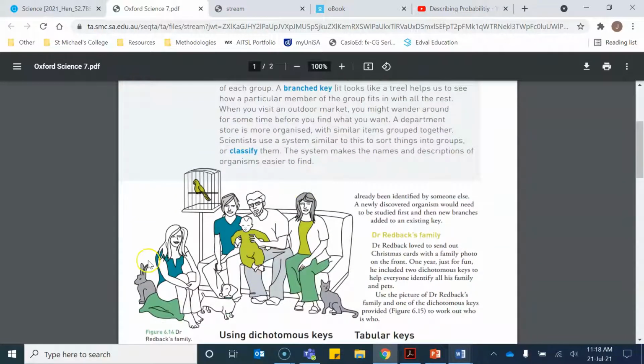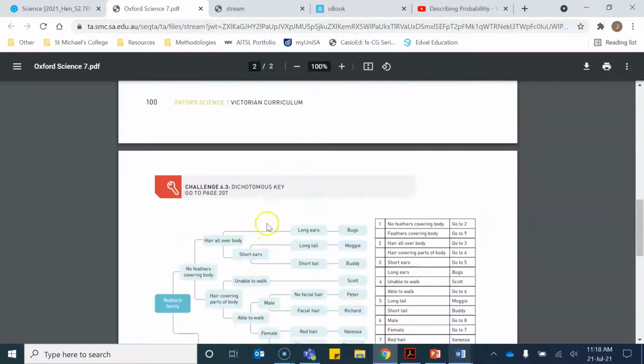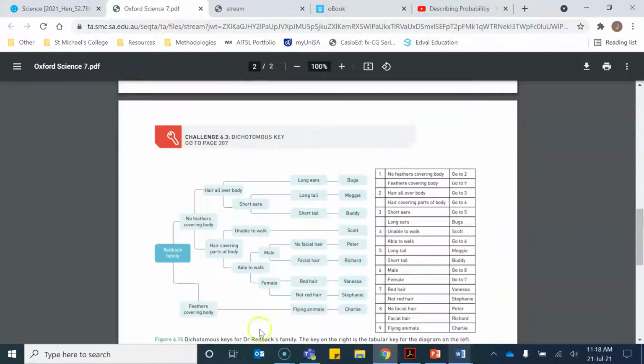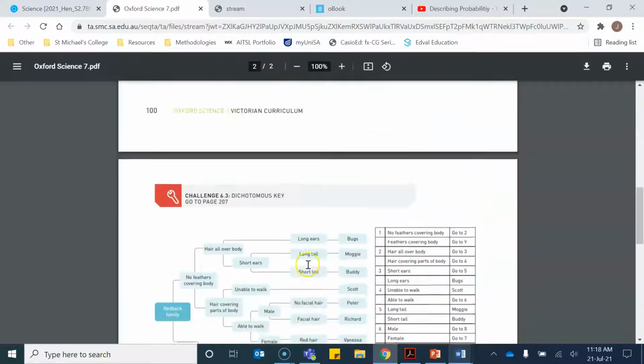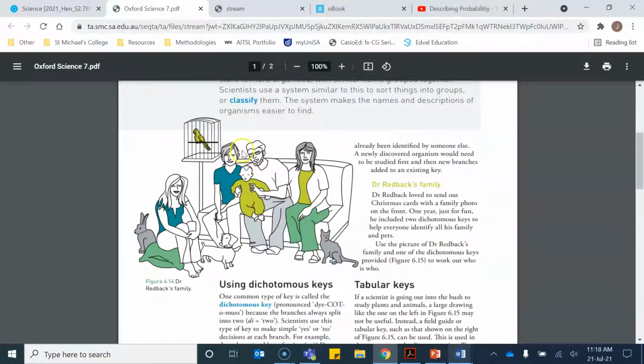Like I said, I'd asked you for homework to complete the classification of the rabbit, the bird, the dog, and the cat. In your exercise book, you could use this dichotomous key here to help you describe each of those. So please make sure that you have completed the classification of those animals. If you have, I would then like you to complete the classification of each of the people in the image as well.